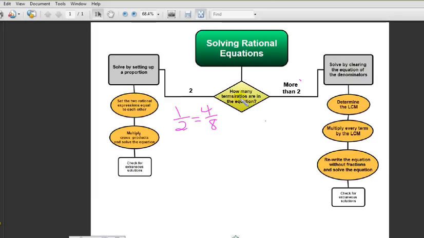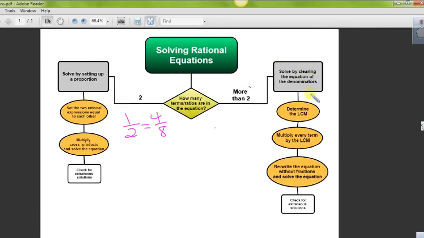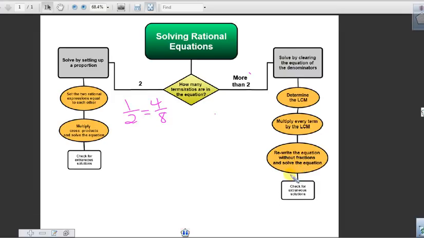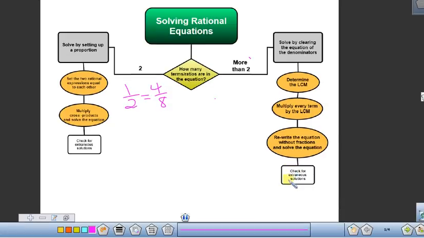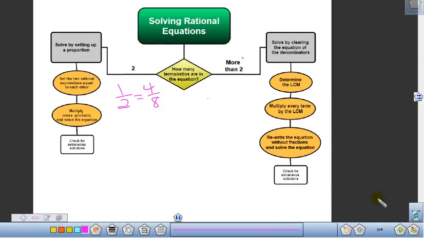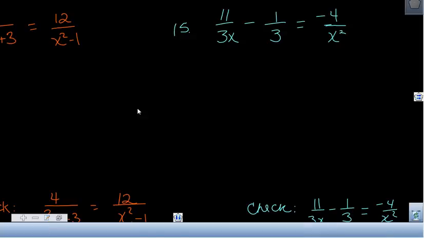If you have more than two terms, then you're going to take this path here. You're going to start by solving the equation by clearing the equation of the denominators. That is done by determining the least common multiple, multiplying every term by the least common multiple, and rewriting the equation without fractions. Once again, you will check for extraneous solutions. So let's take a look at a few examples.